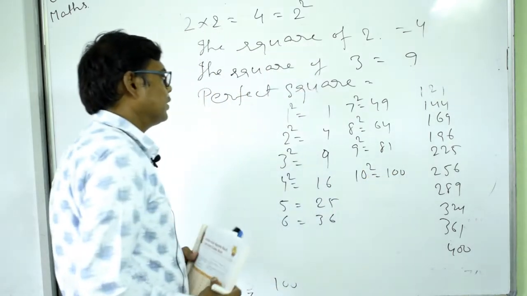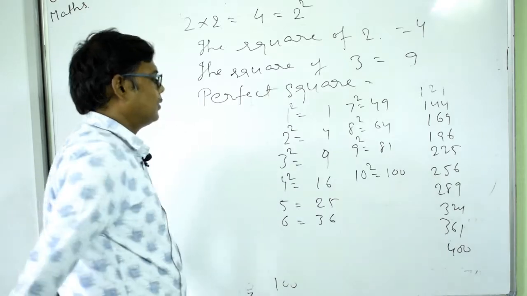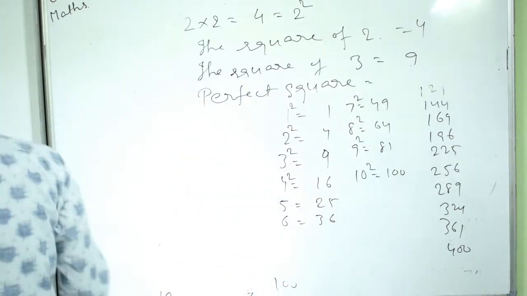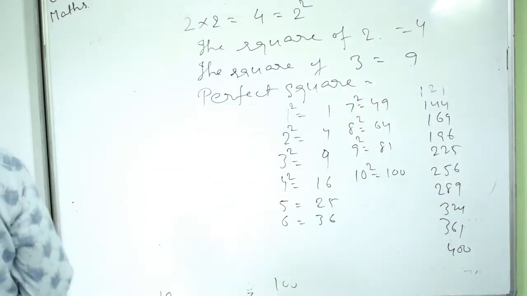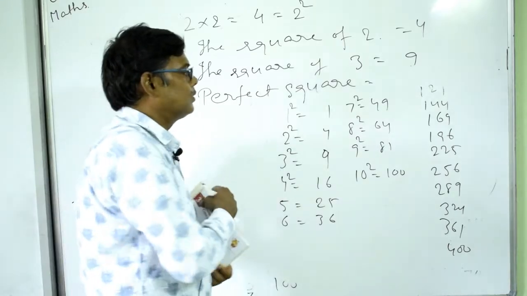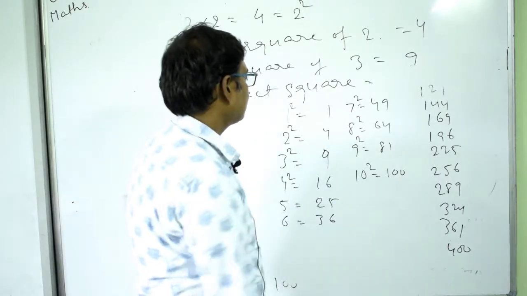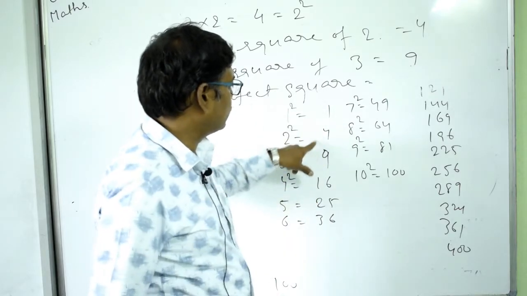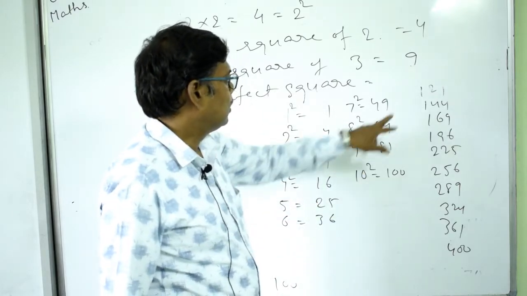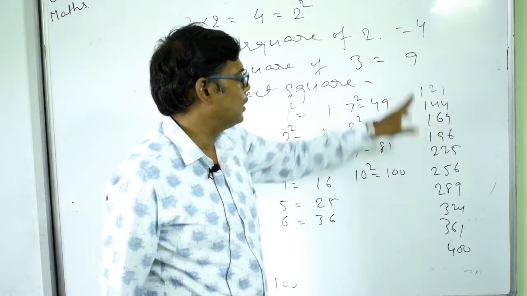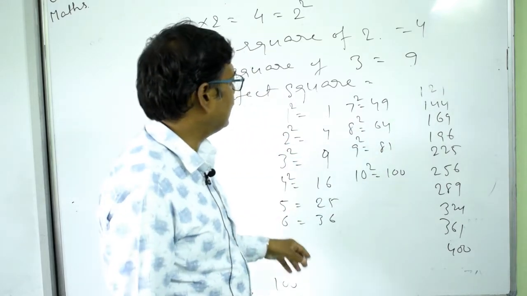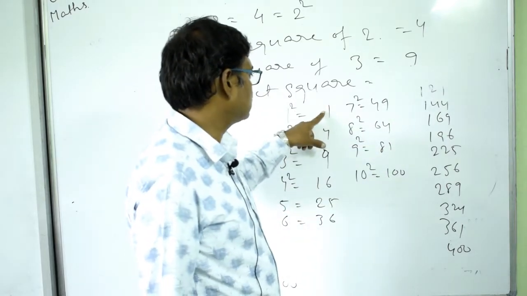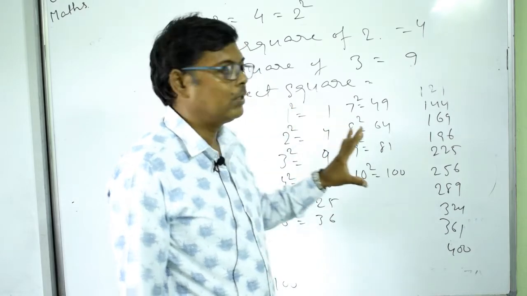So here you can see that when we square a number, we get some answer. When you observe the answers, those are square numbers, like here 1, 4, 9, 16, 25, 36, 49, 64, 81, 100, etc. You will observe that at the ones place, you have only certain numbers.